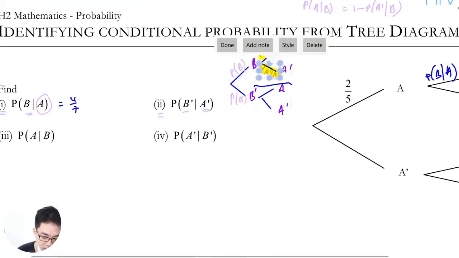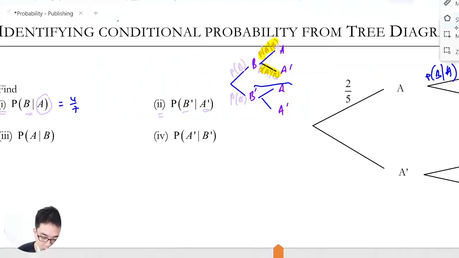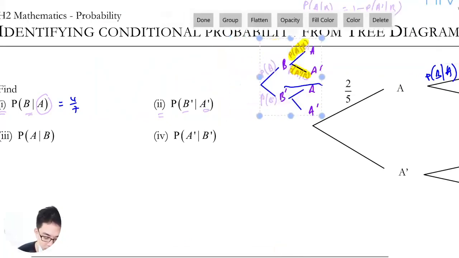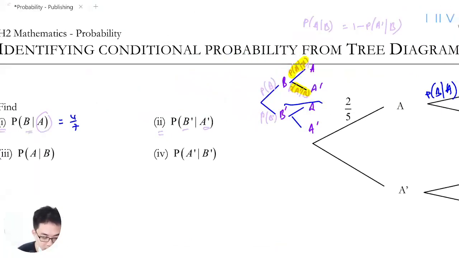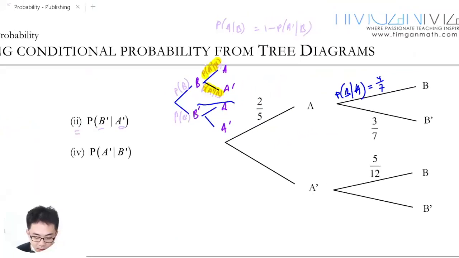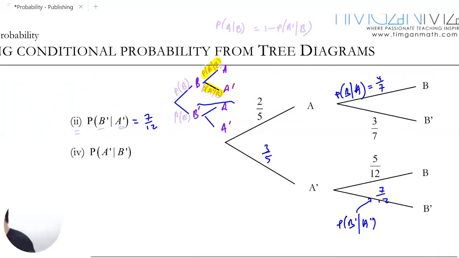Then you need to find P(B prime given A prime) already happened. So this will be 7/12, right? So this is 3/5. So this is just 7/12. This is P(B prime given A prime) already happened.